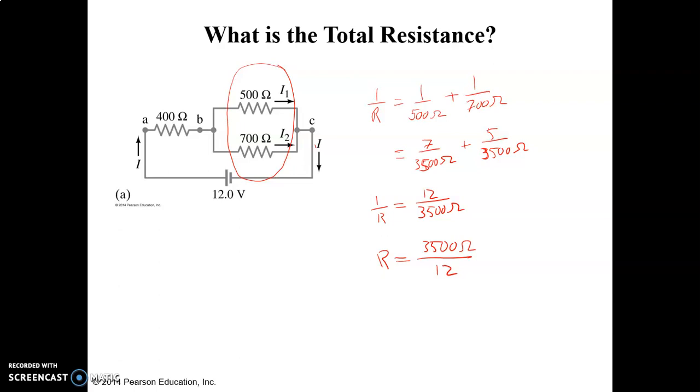Let me pull out my calculator here. If I can remember where I put my calculator, hang on. Here it is, I found it. It was under a book.